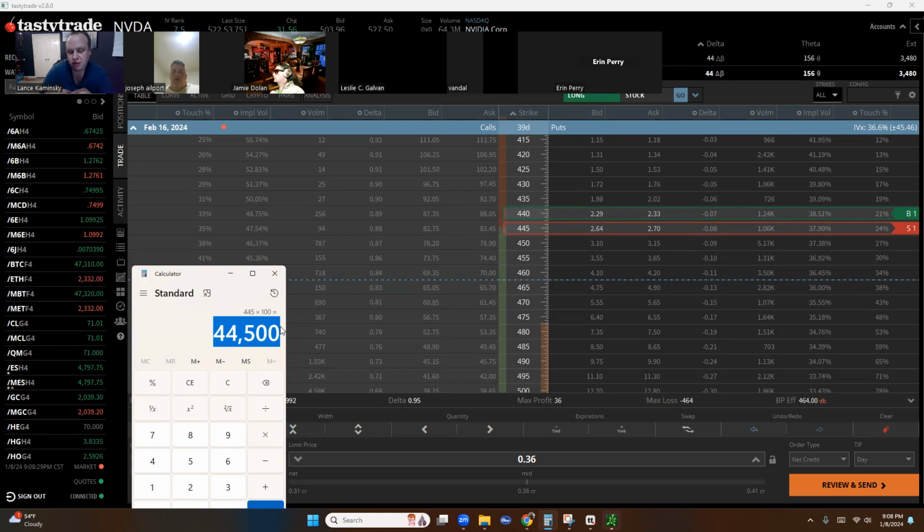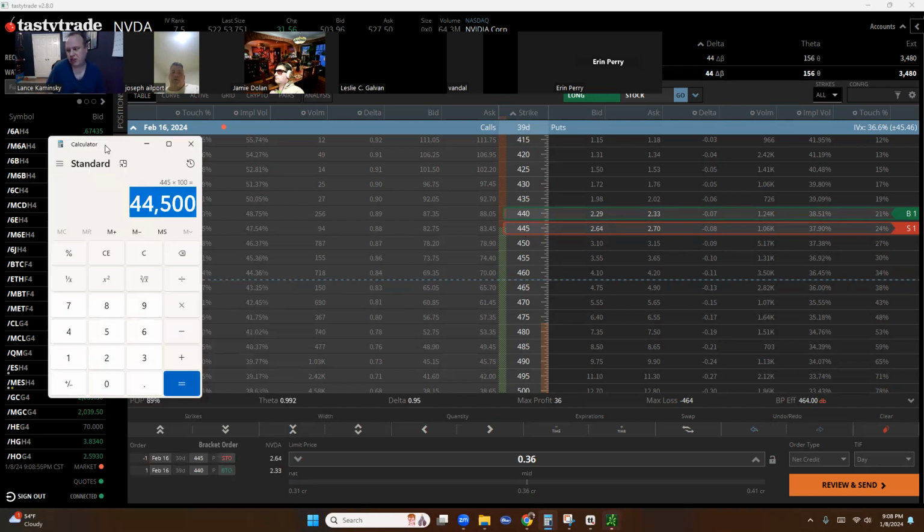However, if you do this as a spread where you buy the 440, essentially your max loss would be the difference of these numbers. So if you just subtracted 445 minus 440, it would be 5. And then again, 5 times the 100 multiplier, it'd be only a $500 max loss. So what's neat is your brokerage will let you do this trade that I'm showing with as little as $500. It's actually slightly less than that because you take in some money when you start the trade.